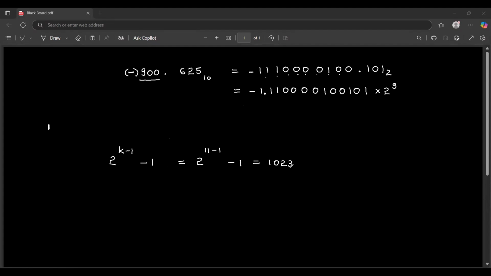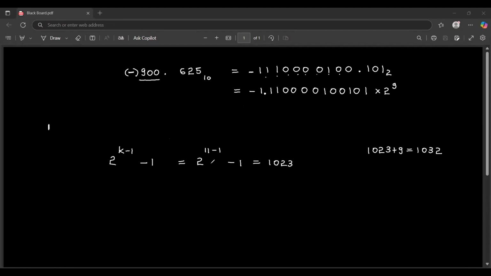So you have to add 1023 to 9. 1023 plus 9 is equal to 1032. So what do we have to do now? We have to represent this in this format.